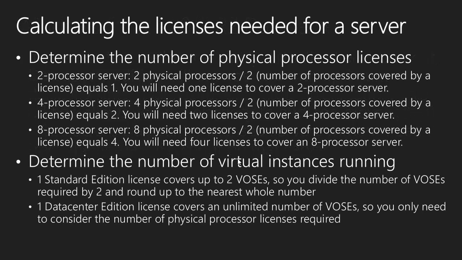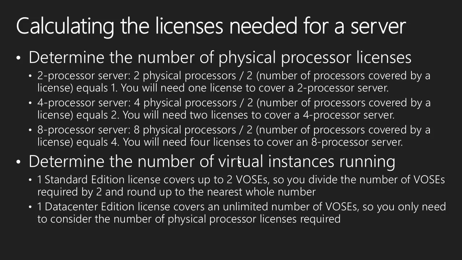So how do you calculate the number of licenses you need for a server? Well, there are 2 things that you need to take into account. The first one is the number of physical processors in the box, and the other one is how many virtual instances of Windows Server are you going to be running. So the first one, the number of physical processors, well, that's easy. Effectively, for 2 processors, we need 1 license. For 4 processors, we need 2 licenses. For 8 processors, we need 4 licenses. And that pretty much covers most of the workloads we're going to see in the SMB space.